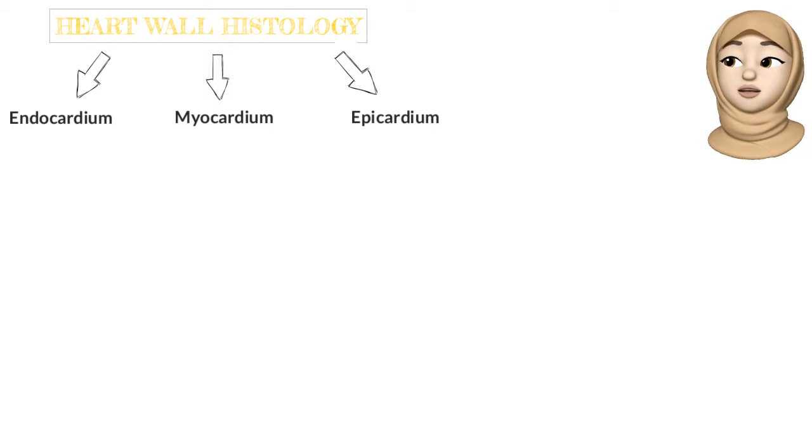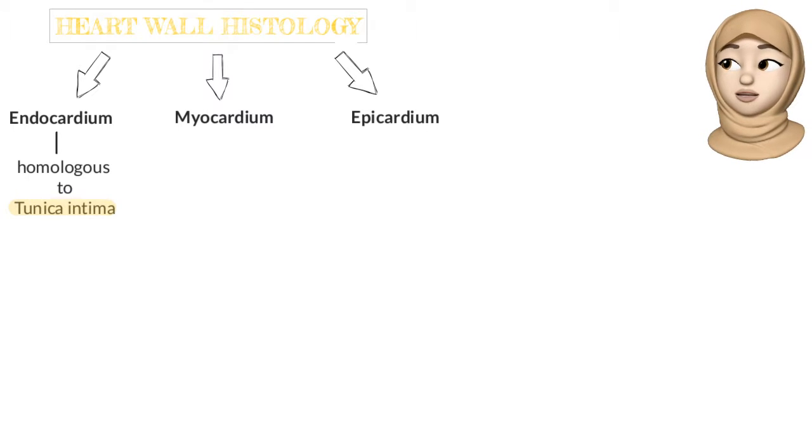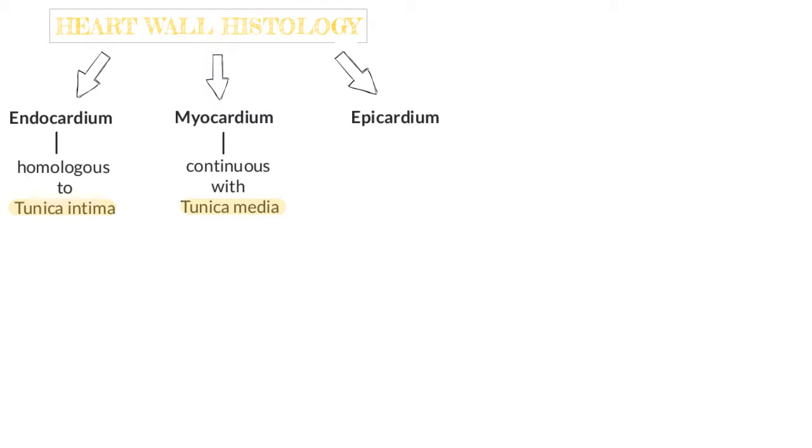The endocardium is homologous to the tunica intima of blood vessels. It consists of an endothelial lining and subendothelial connective tissue. The myocardium is continuous with the tunica media of blood vessels.